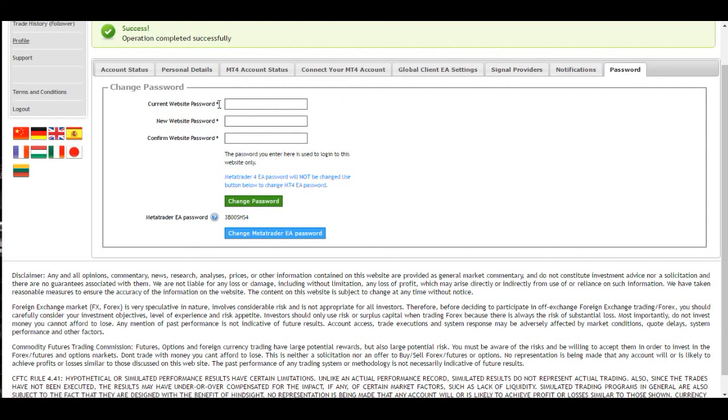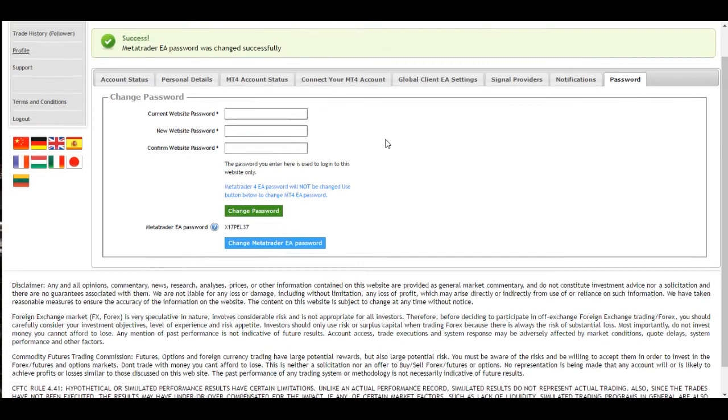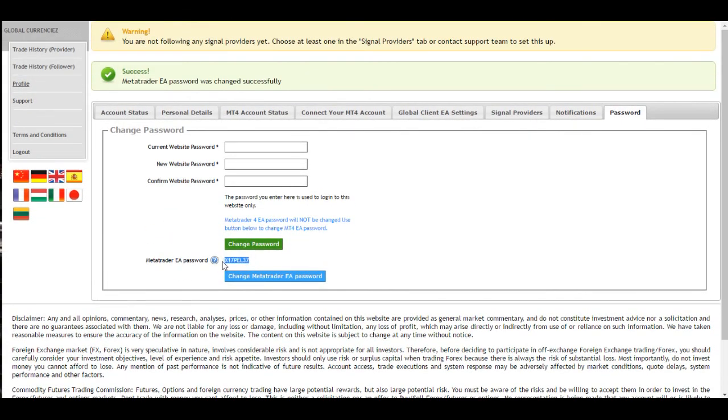Password. Anytime you want to change the website password to something you might remember rather than a bunch of random numbers, go ahead. You put in your current password, your new password, confirm that, and you can also change your MetaTrader EA password. Most people think they can put in something they can remember, but that's not the case. An algorithm automatically generates an alphanumerical password for you, and it doesn't have any capital I's in there, so you don't confuse them with L's and vice versa. So it's really simple.